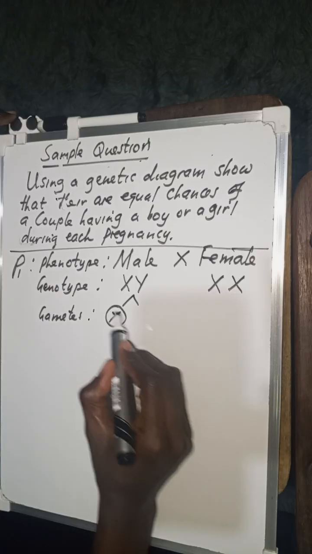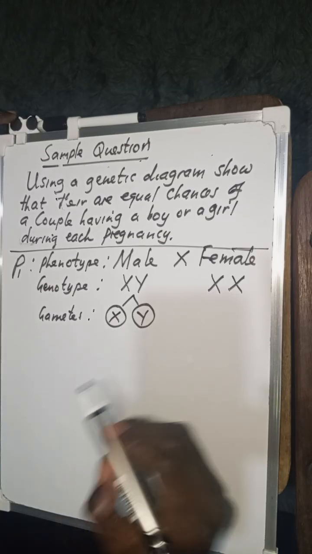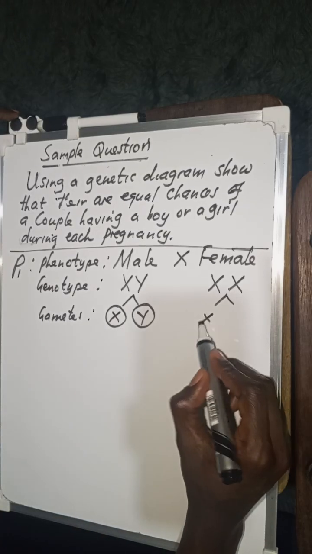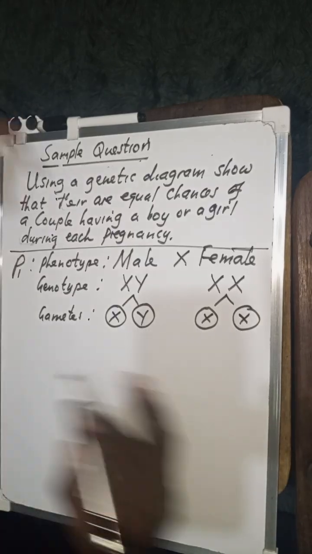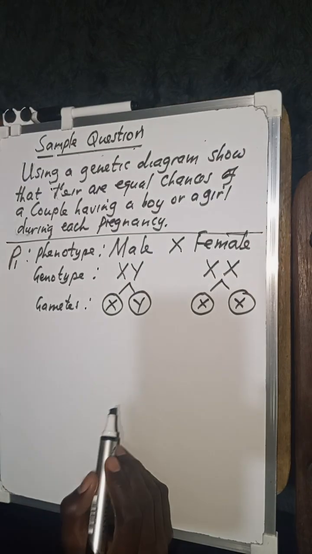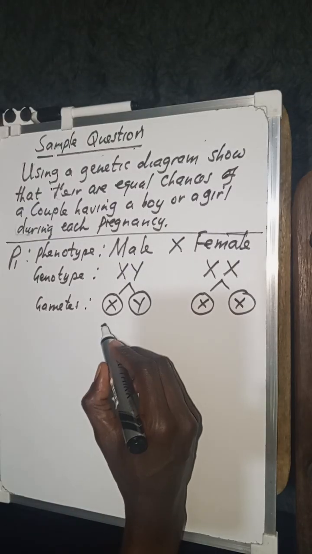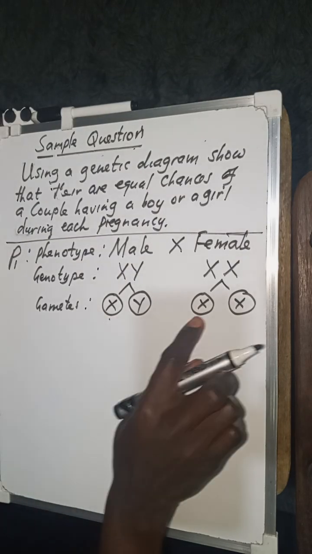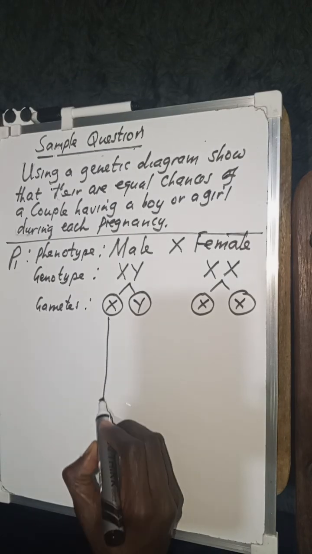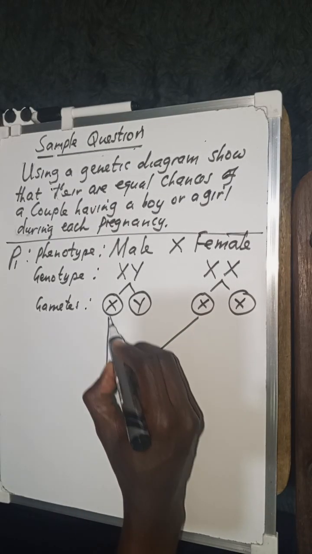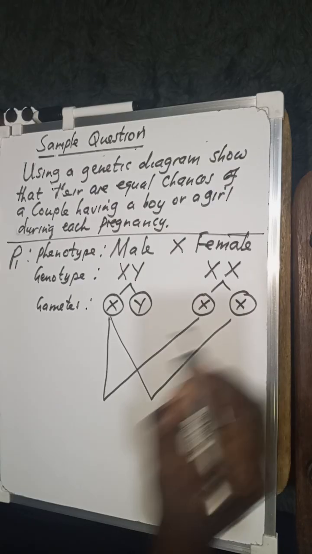You are going to have X and you are going to have the Y chromosome. These will separate. You are going to have X and another X chromosome. I love to circle them to show that they have actually separated. So random fertilization will take place. So this one will pair with this one. Again, this one will pair with the last one. So please space them out nicely so that they are not at the same point.